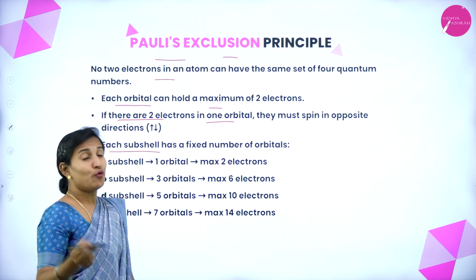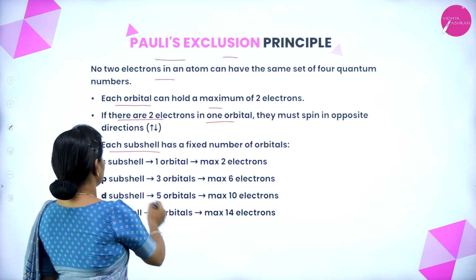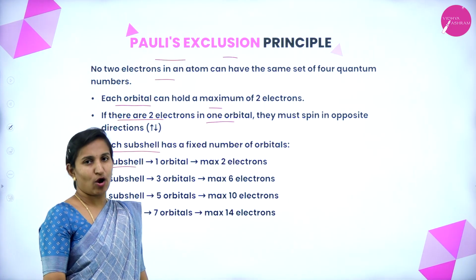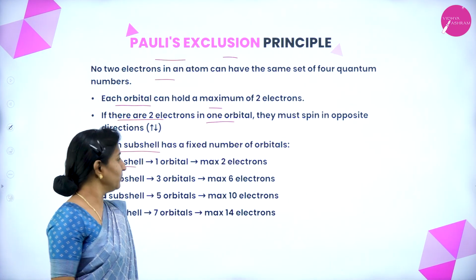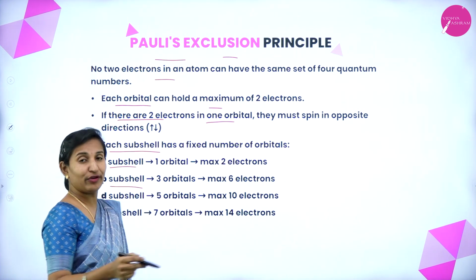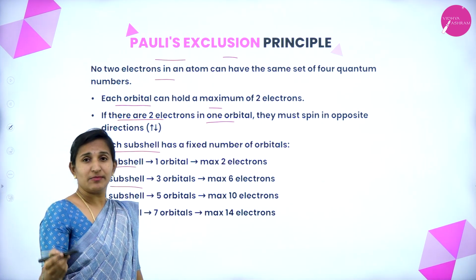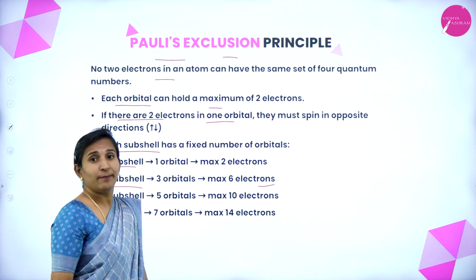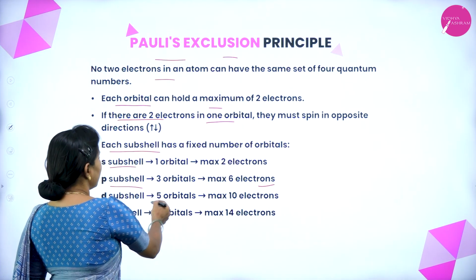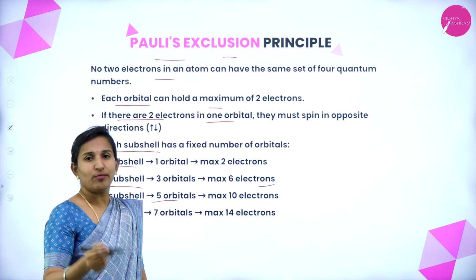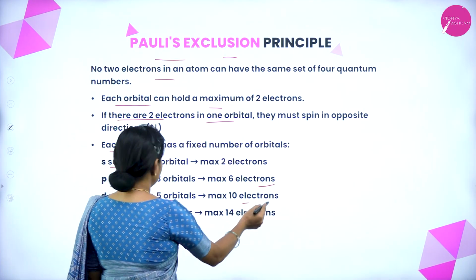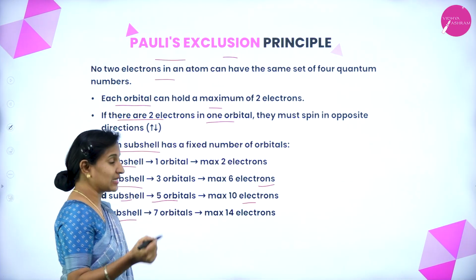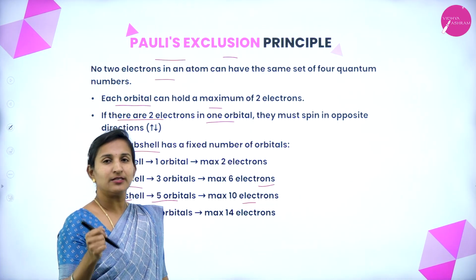Each subshell has a fixed number of orbitals. The s subshell has 1 orbital, that is maximum accommodation of electrons is 2. The p subshell having 3 orbitals, that is maximum accommodation of electrons in p is 6. The d subshell having 5 orbitals, maximum accommodation of electrons is 10. The f subshell having 7 orbitals, maximum accommodation of electrons, that is 14.